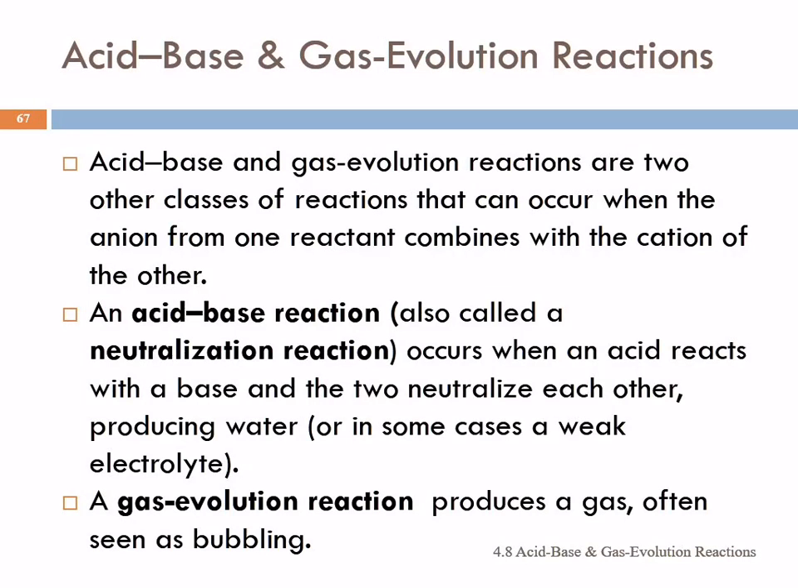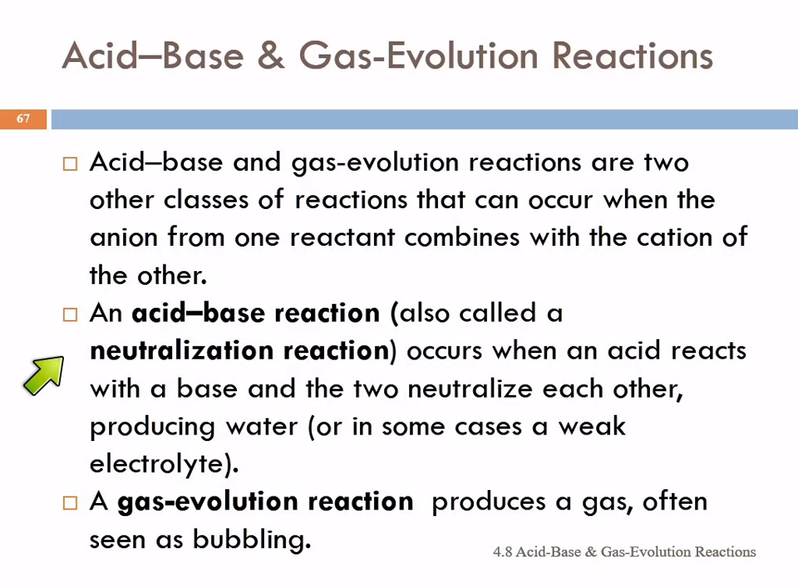So those were precipitation reactions. Now we're going to talk about acid-base and gas evolution reactions. These are two other types or classes of reactions. And we can think about the same analogy of people mingling at a party and swapping ions when we look at these. So an acid-base reaction, as you might suspect, is a reaction between an acid and a base.